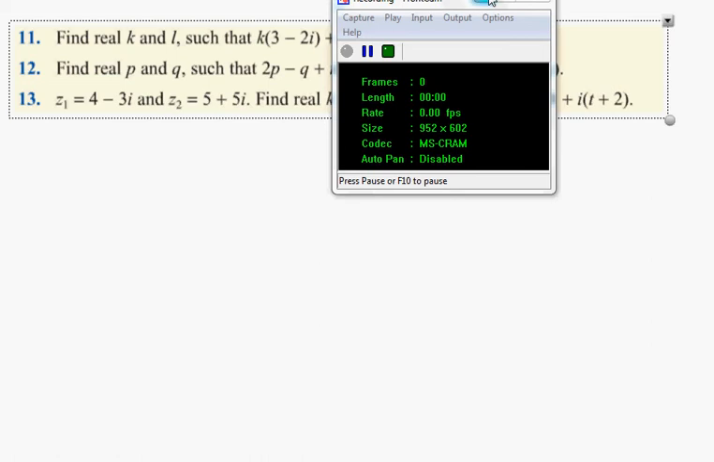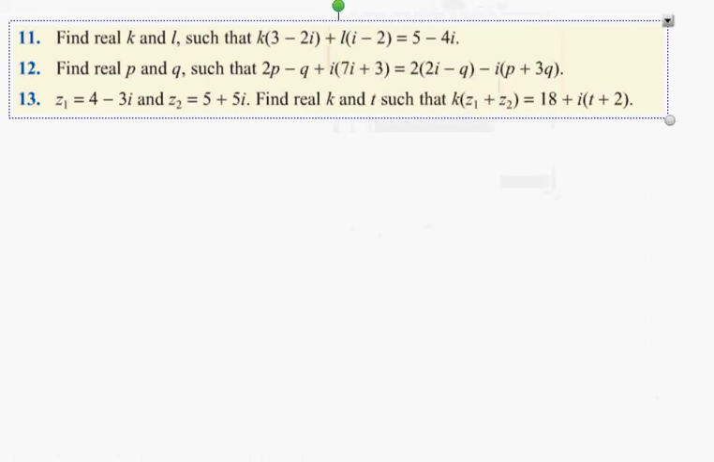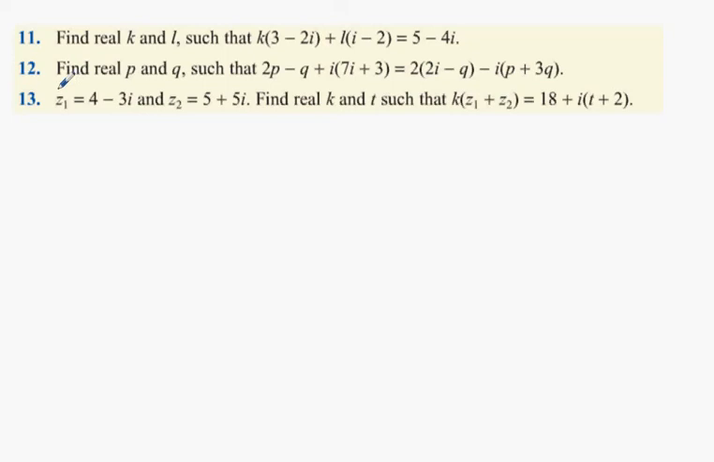What we have here, guys, none of the questions are the same, okay? Because what happens is they give you, like, question 13 here. In question 13, they give you z1 plus z2. So you're going to have to find out what z1 plus z2 is over here.